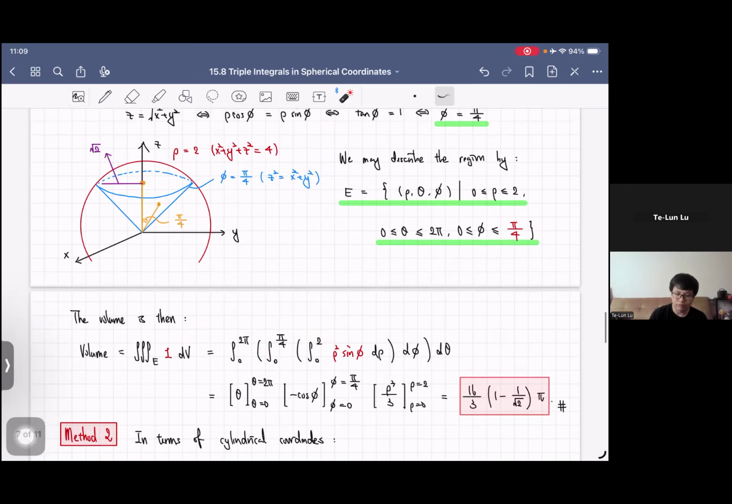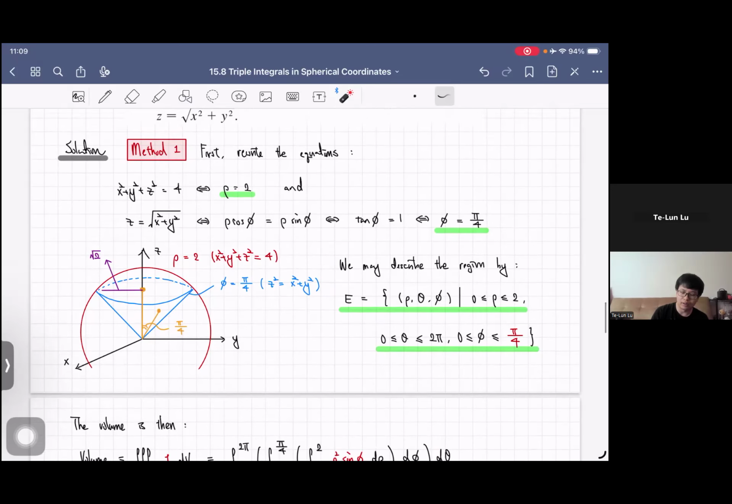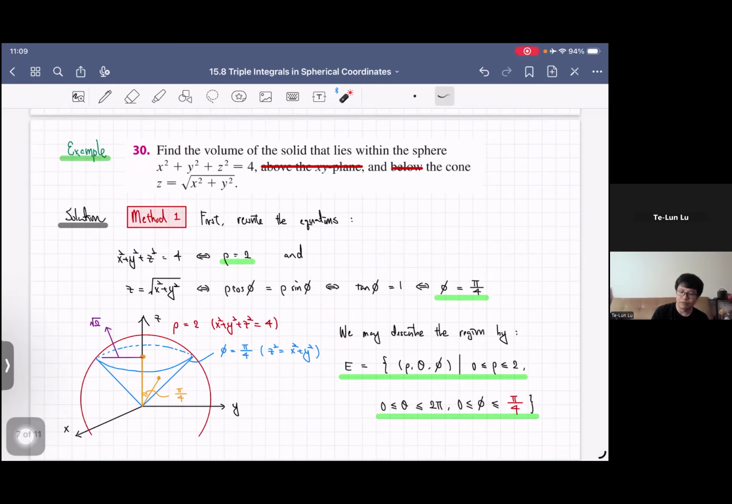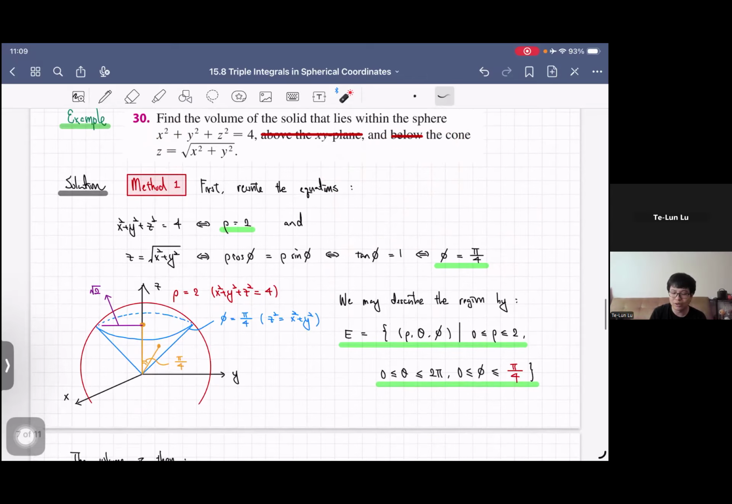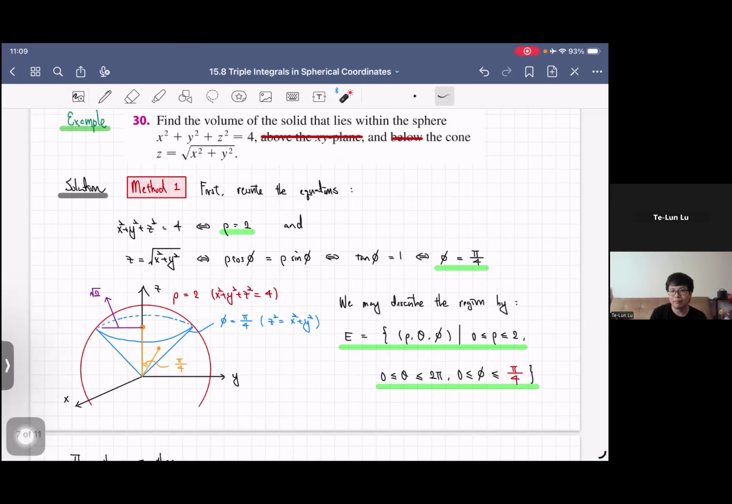So as I mentioned, if you want to evaluate the correct answer for this original problem, problem 30, then it's basically this guy. This is the whole ball volume, right? Divided by half, minus our answer here, will give you the correct answer. But also, as I mentioned, I encourage you to try to evaluate that directly by describing it using rho, theta, and phi.